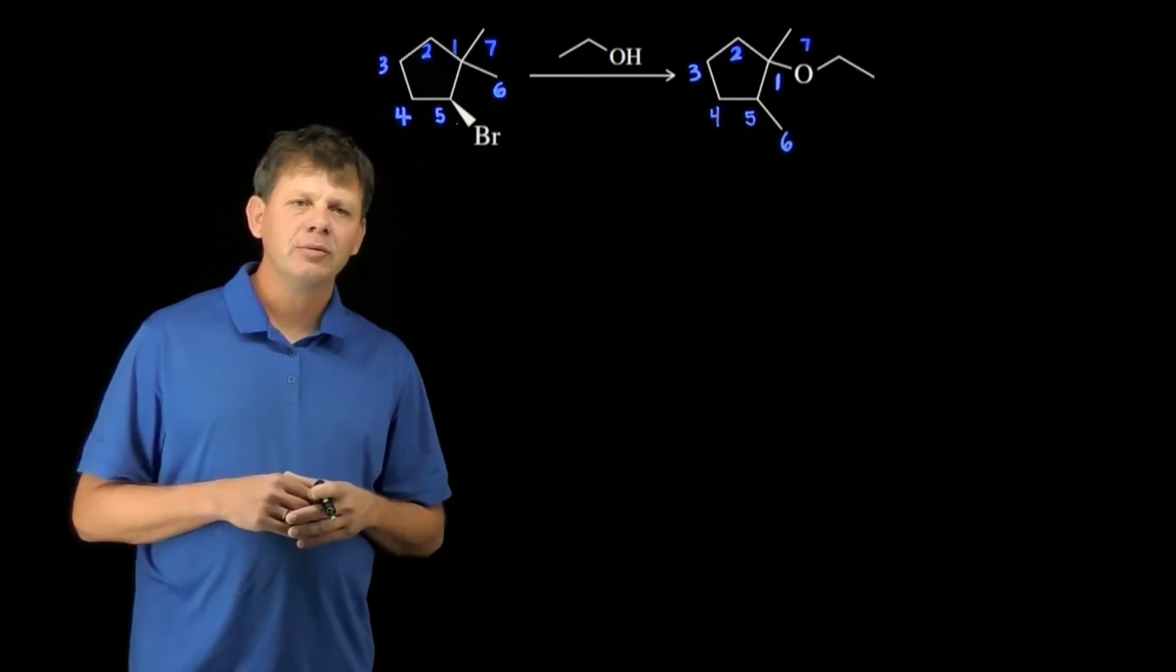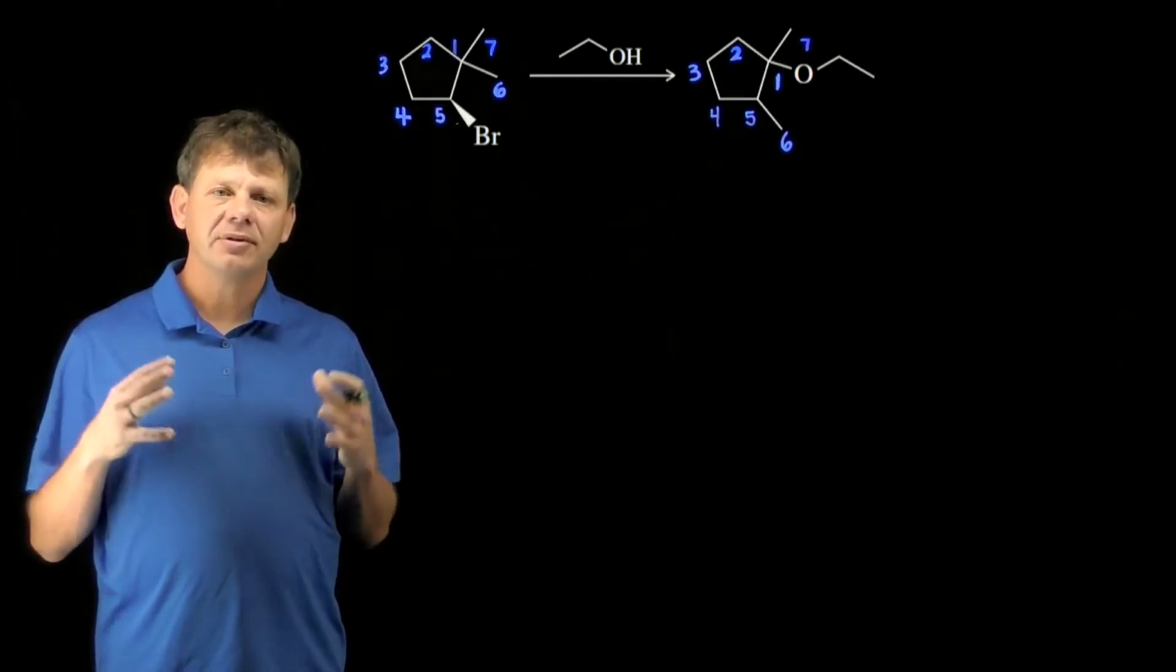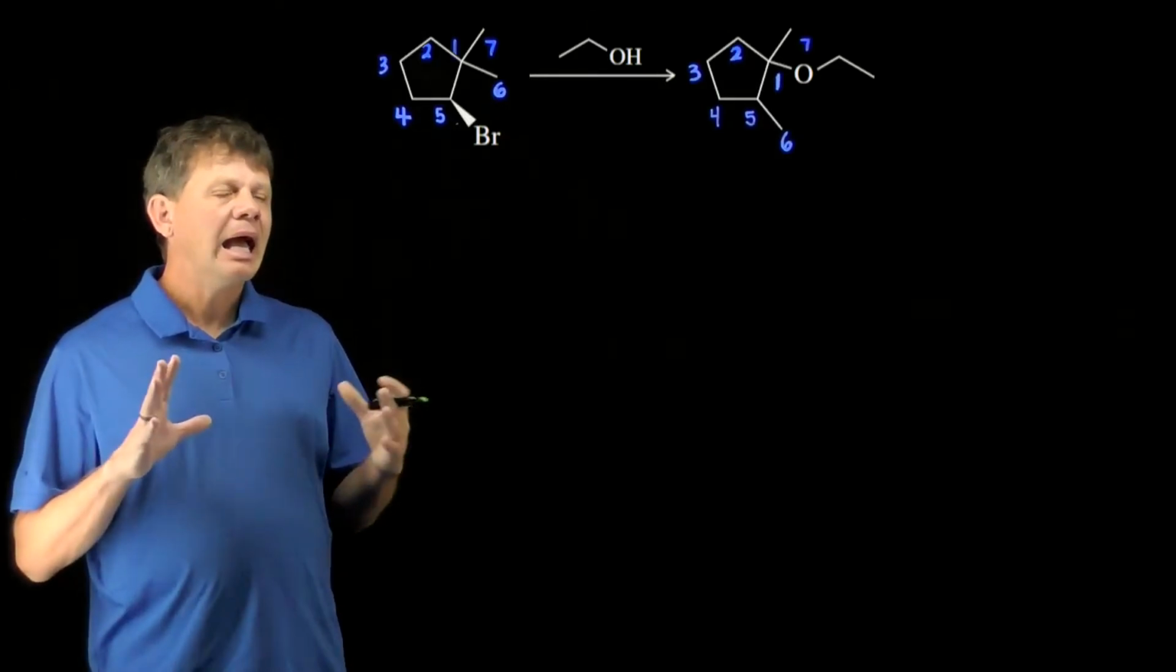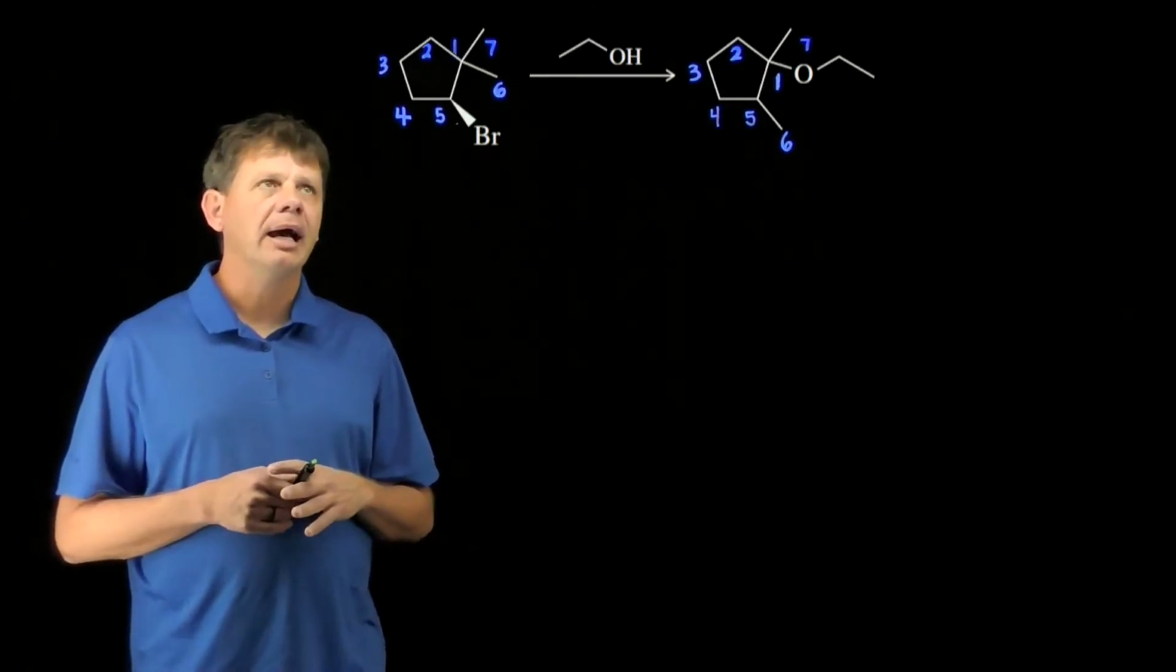Here we see an SN1 reaction where rearrangement has occurred, and the assessment asks us to show that mechanism. As always, we start these problems by numbering our carbons. Let's talk for a minute about how we did that.